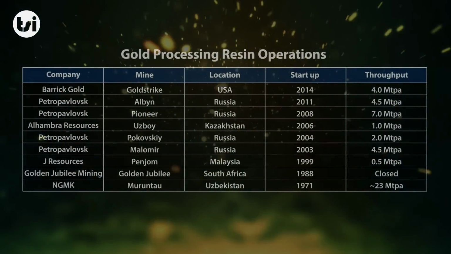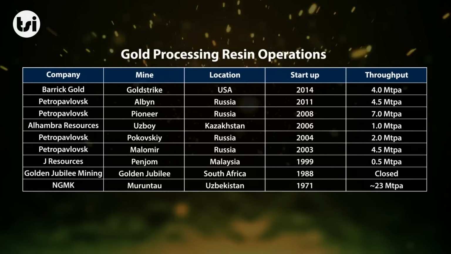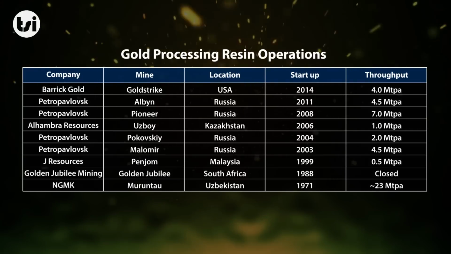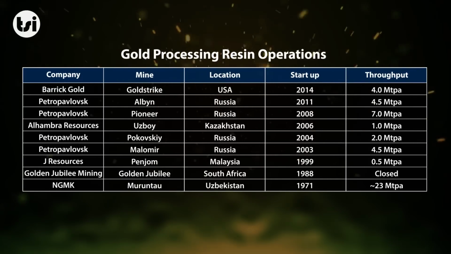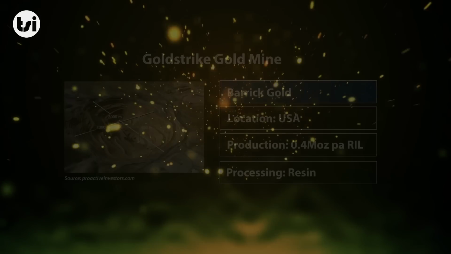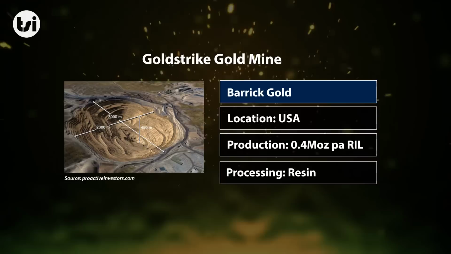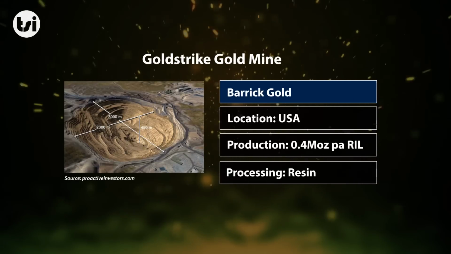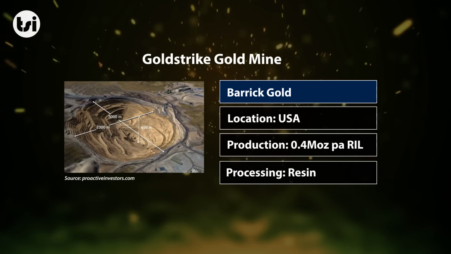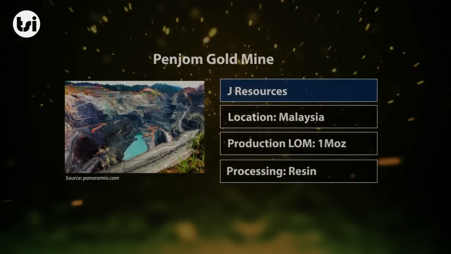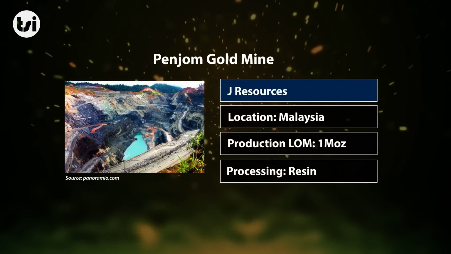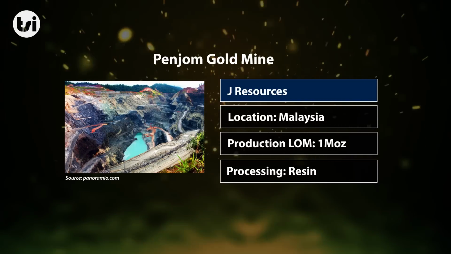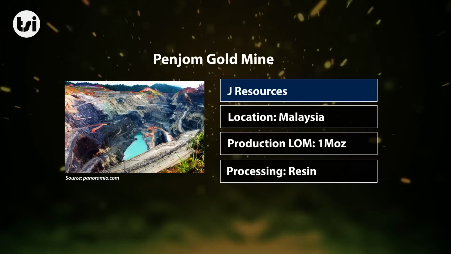processing. Resins themselves are used commonly throughout the world, developed by the Soviets over 80 years ago, and many operations around the world use it on a commercial scale. A recent example of resins being used was at Barrick's Gold Strike mine in the United States. This operation produces nearly 400,000 ounces of gold per annum through its RIL facility. Whilst one of the first operations outside of the former Soviet Union to adopt resins was at the Penjob mine in Malaysia. Since commencing production in 1999, the mine has produced in excess of 1 million ounces of gold.